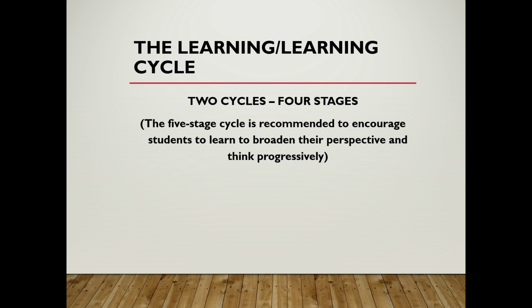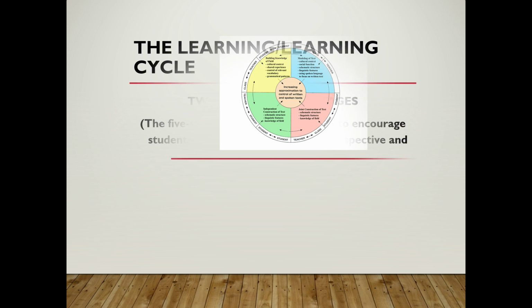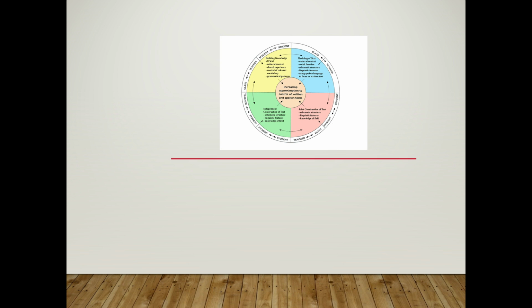Okay. And the learning cycle will be two cycles or four stages. The five-stage cycle is recommended to encourage students to broaden their perspective and think progressively. So broaden your understanding and think to be more advanced and progressive. And this is the circle of the learning process, increasing approximation to control of written and spoken text. So please study the circle in the slides that I send.